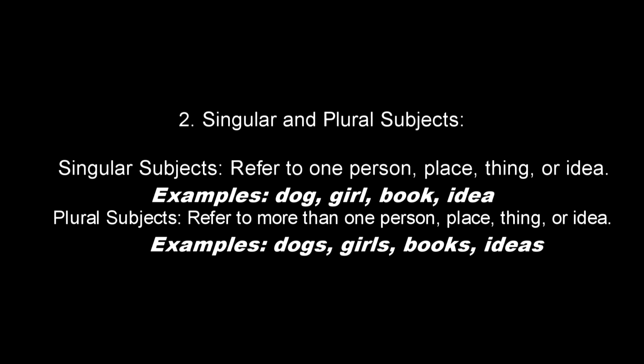2. Singular and plural subjects. Singular subjects refer to one person, place, thing, or idea. Examples: dog, girl, book, idea. Plural subjects refer to more than one person, place, thing, or idea. Examples: dogs, girls, books, ideas.